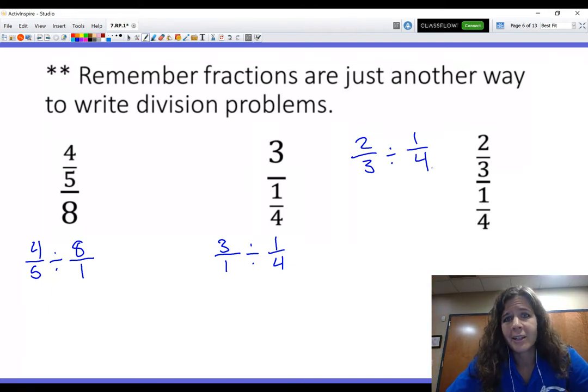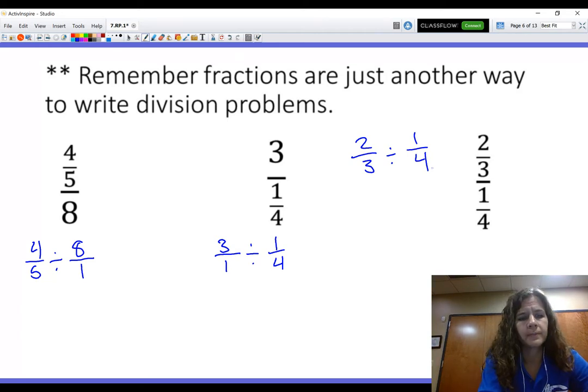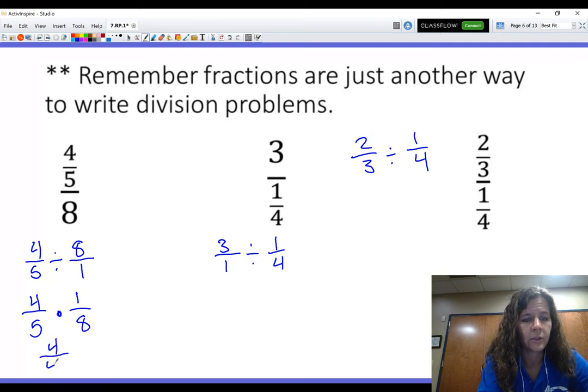Let's go ahead and divide these out just for a quick review. Remember, when we divide by a fraction, we take the first fraction and multiply by the reciprocal of the second fraction. So 4/5 times 1/8. 4 times 1 is 4. 5 times 8 is 40. And we can reduce both of those by 4 to get 1/10.